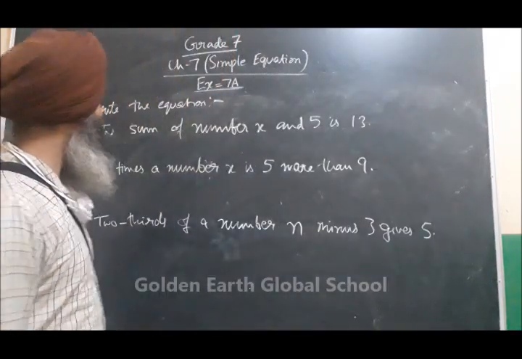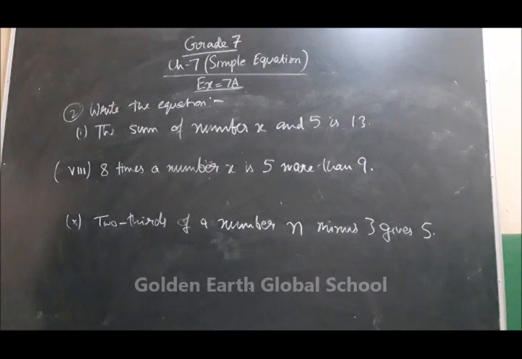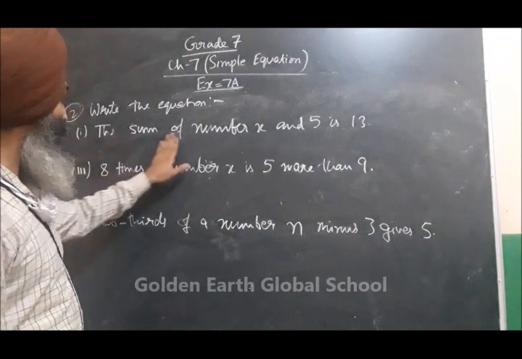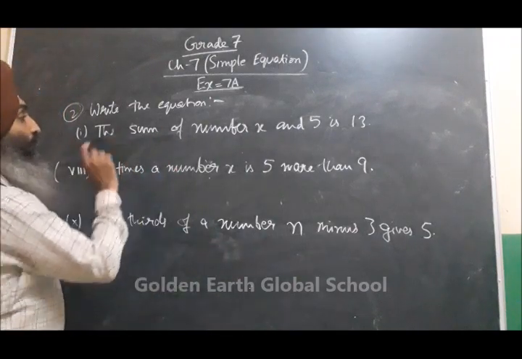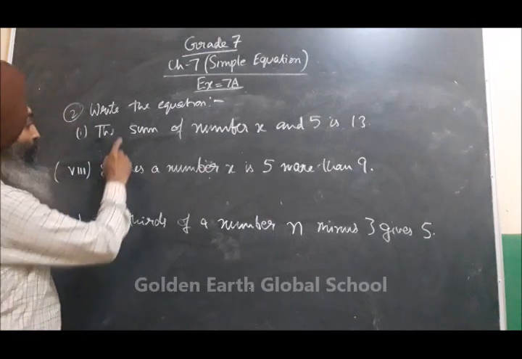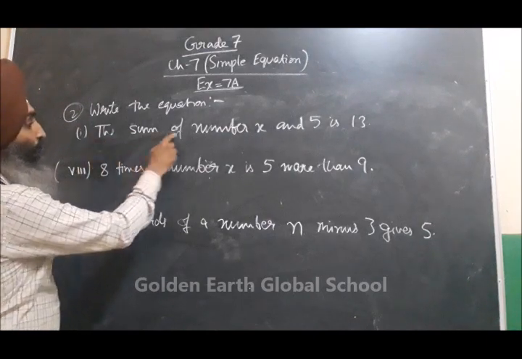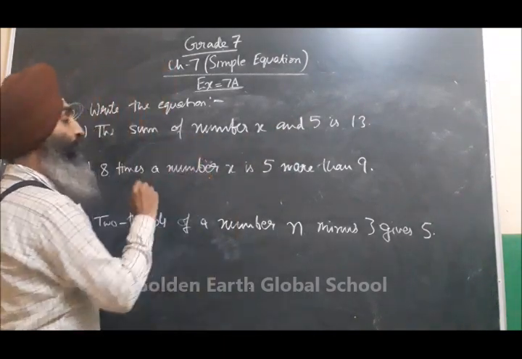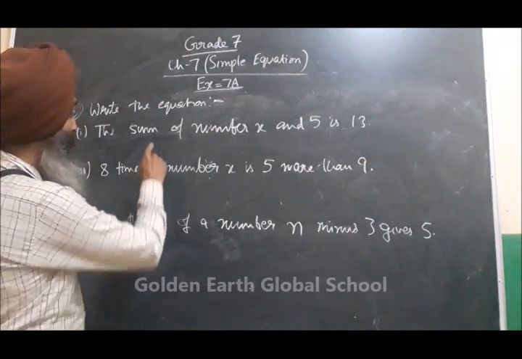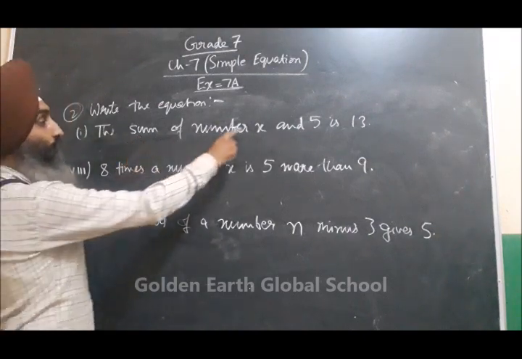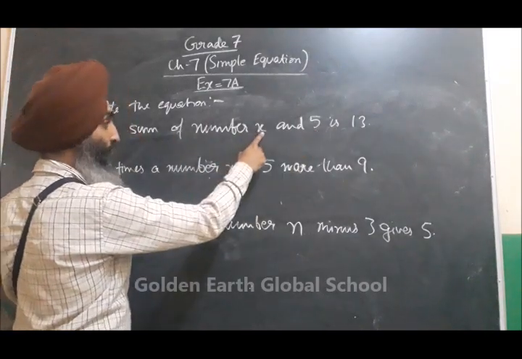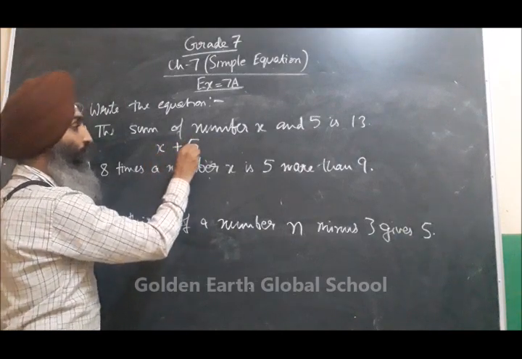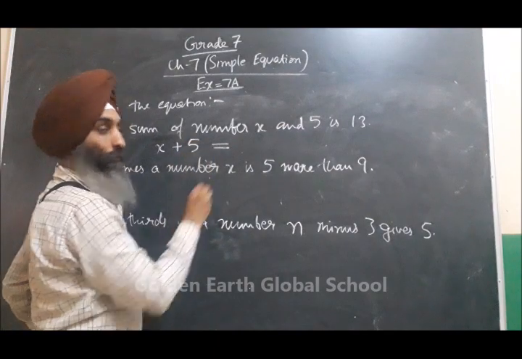Okay, so now let's discuss the second question, in which you have to write the equation. Actually you are given an English line, and you have to write the equation from this line. The sum of number x and 5 is 13. So this statement is given, and you have to write it in numerical form. The sum means plus, the sum of x and 5. So sum means x plus 5 is equal to 13.